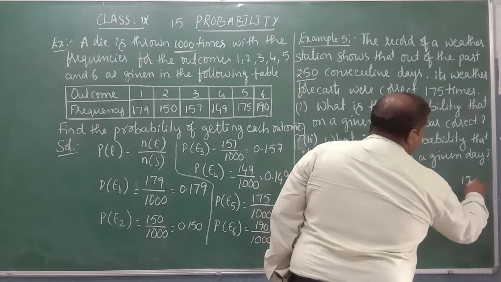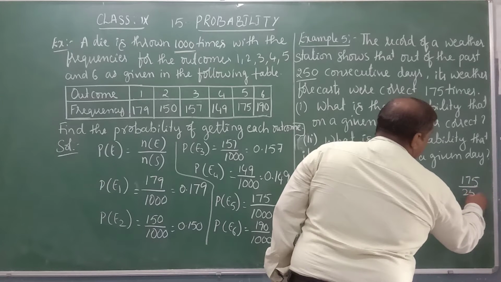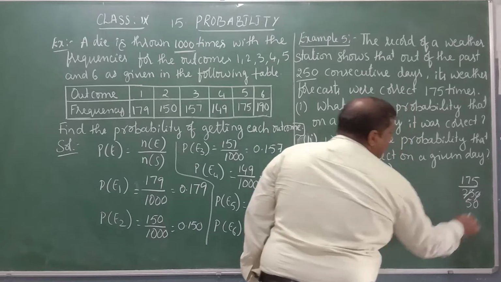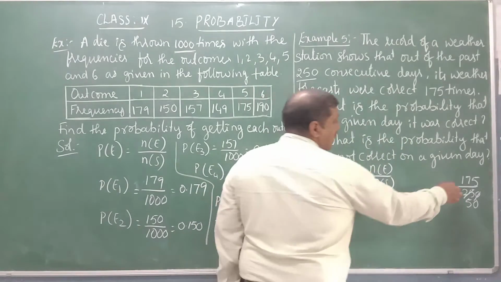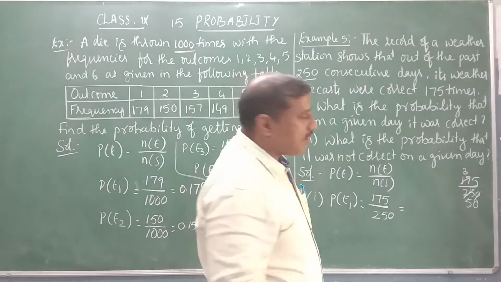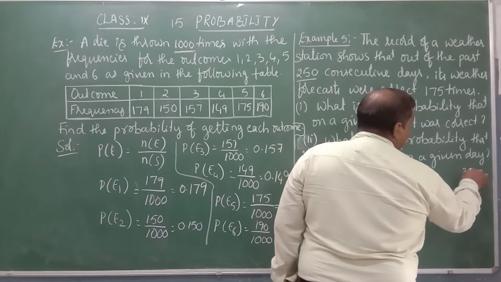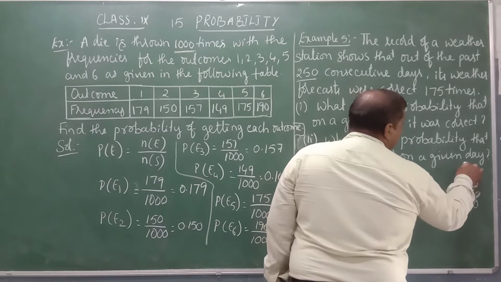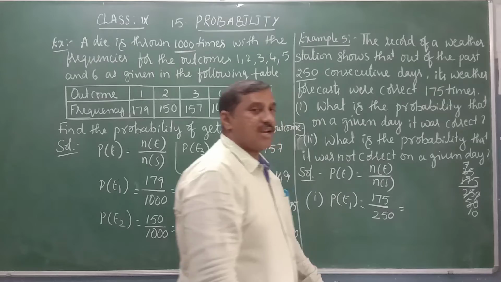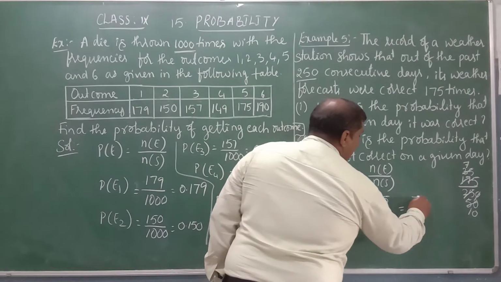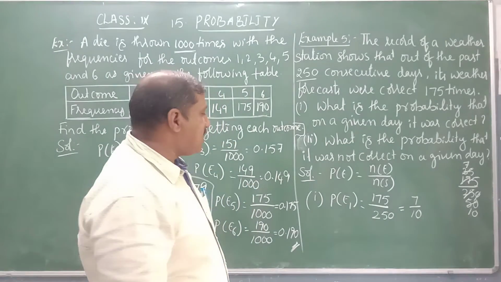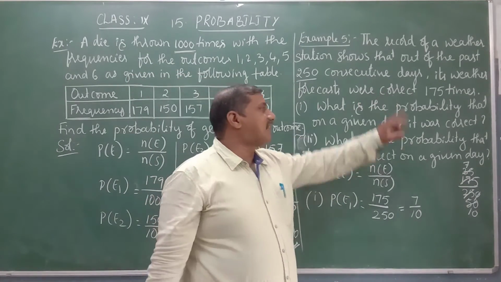So 175 by 250. Dividing by 5: 5 fives are 25, 5 zeros are 0. Again, 5 threes are 15, 17 minus 15 is 2, bring down 5, 25, 5 fives are 25. 5 sevens are 35 and 5 tens are 50. So it is 7 by 10. 7 by 10 is the probability that the forecast was correct.